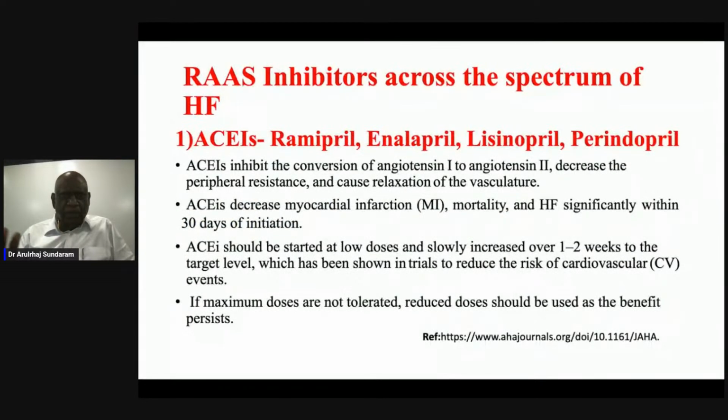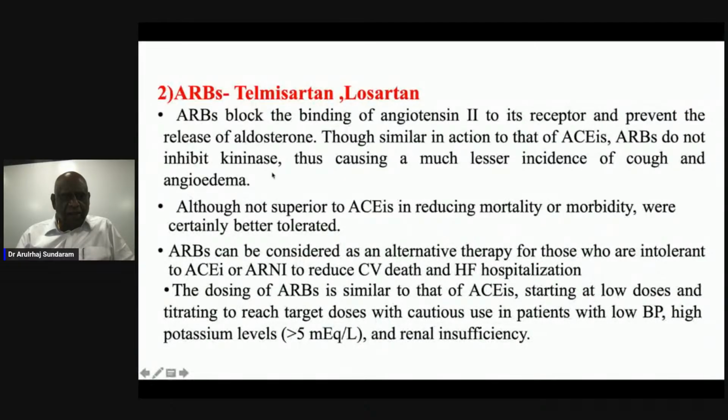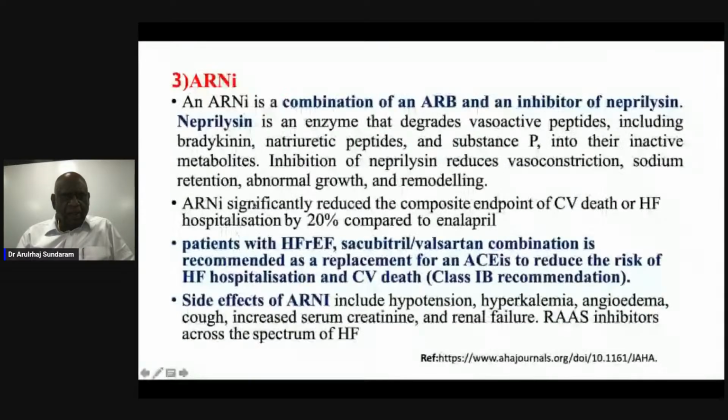ACE inhibitors like ramipril, enalapril, lisinopril, or perindopril are very, very useful. And secondly, ARB, telmisartan, losartan, very useful either alone or with ARNI. Here ARNI is a combination of ARB with the inhibitor of neprilysin, and they are very useful. They are the key drugs for the clinician today in maintenance of heart failure with preserved ejection fraction, mid-range ejection fraction, and reduced ejection fraction. You have to be very careful. Start with the lowest dose, otherwise a fall in pressure is very common.